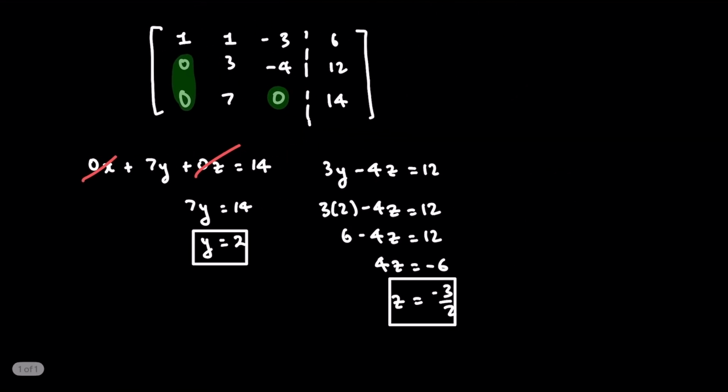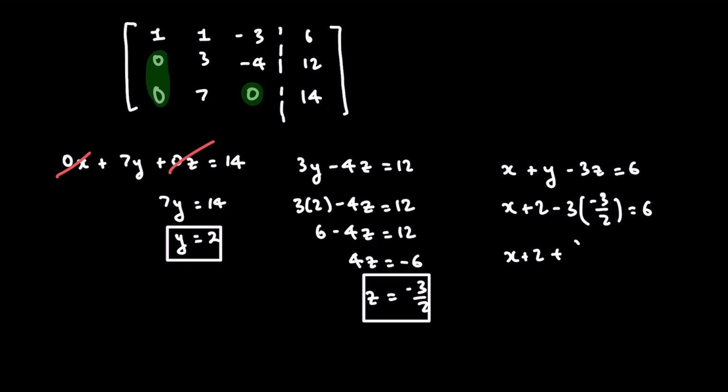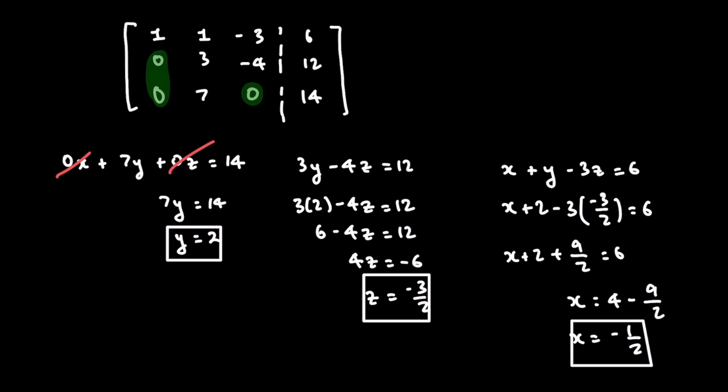And lastly, I can use my first row to solve for x. I'm going to generate an equation that says x plus y minus 3z equals 6. I just worked out what y and z were, so I can say that x plus 2 minus 3 times minus 3 over 2 equals 6. x plus 2 plus 9 over 2 equals 6. That means that x equals 4 minus 9 over 2, and that means that x equals minus a half. And those are my values for x, y, and z.